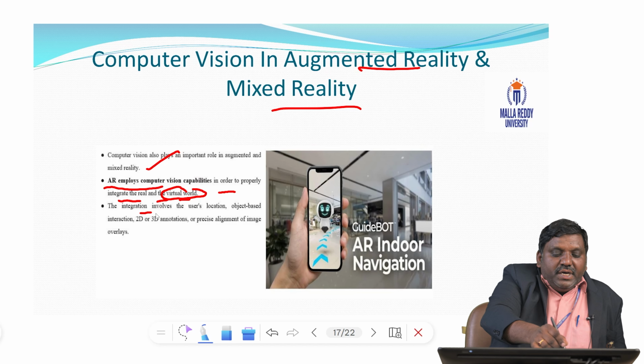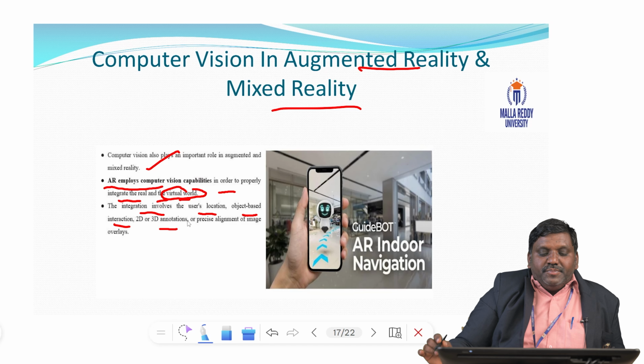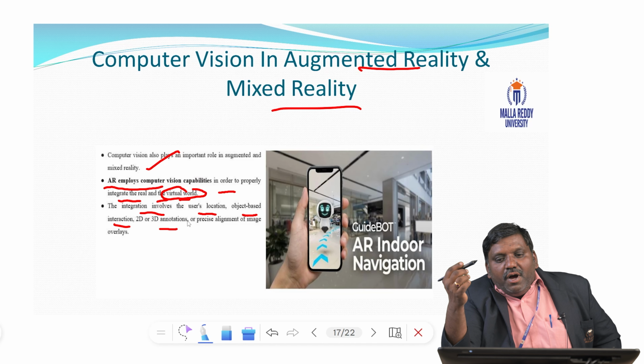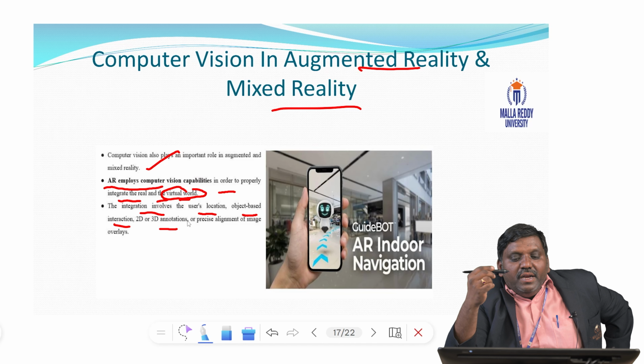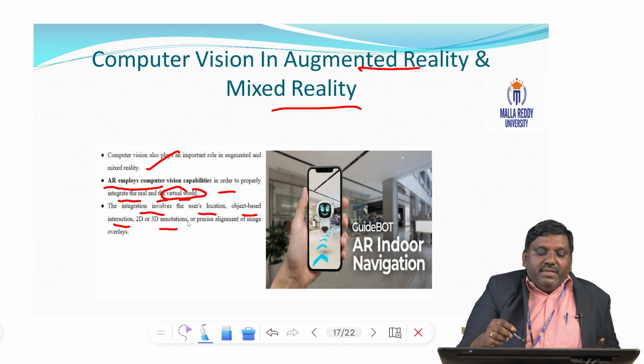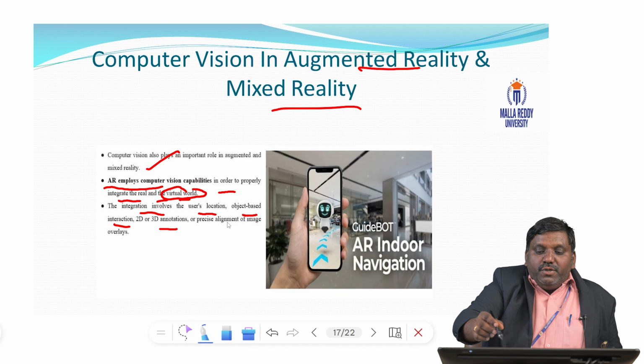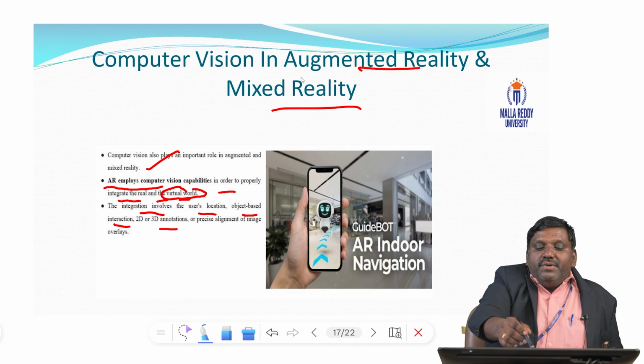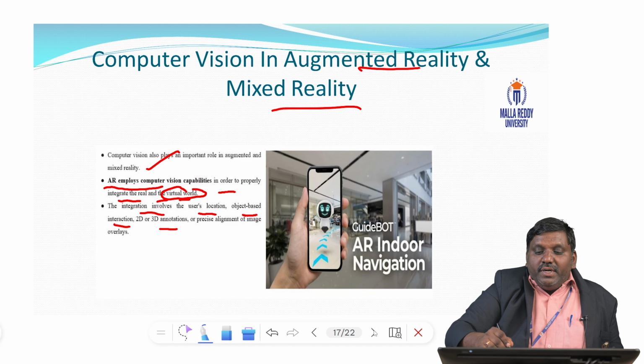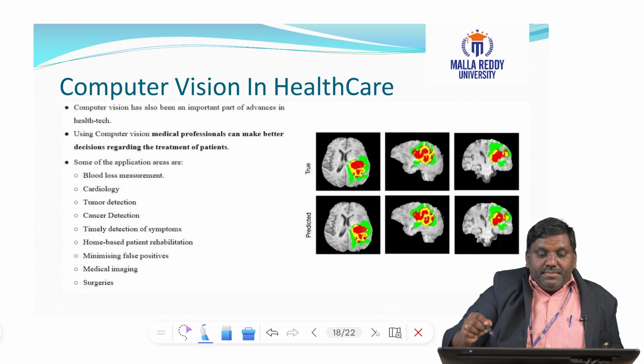So this integration involves user location, object-based interaction, 2D as well as 3D. So if I am giving a perception, it is mainly applicable in this augmented as well as mixed reality area. Automatically it will convert the theme into what? 2D or 3D pattern. So in order to do that, we are using computer vision in augmented reality as well as mixed reality.